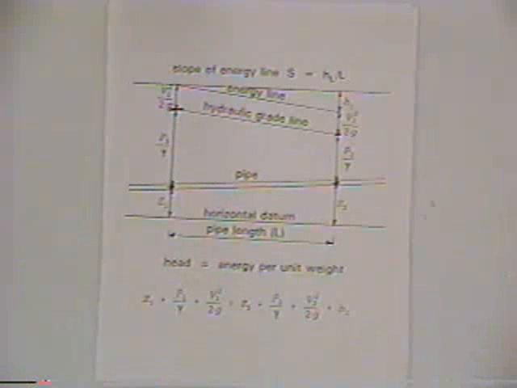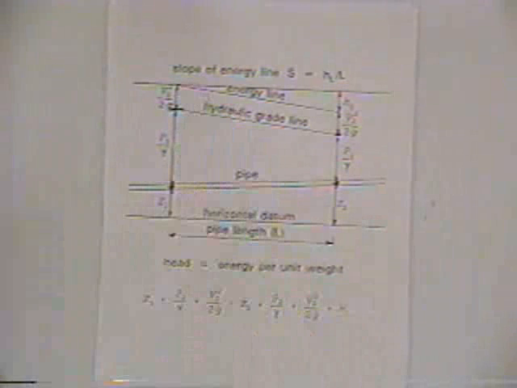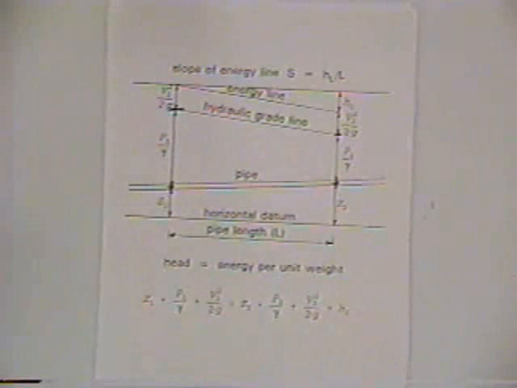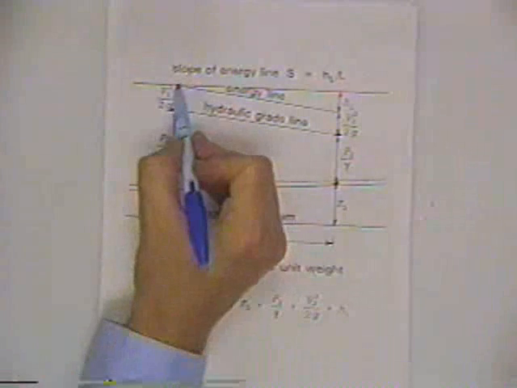Now we also have velocity head. The water's flowing. There's a kinetic energy. And so when you add your velocity head, and it's going to be in meters or feet too, it's a head. It's an energy per unit weight of flowing fluid, foot-pounds per pound, or newton meters per newton. And so you add that and you get the energy line.